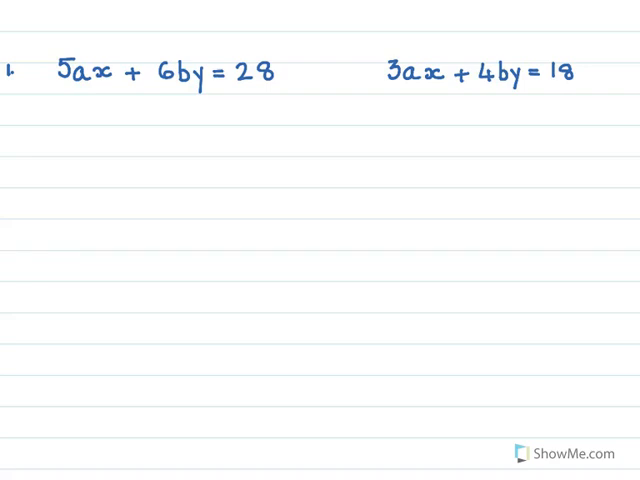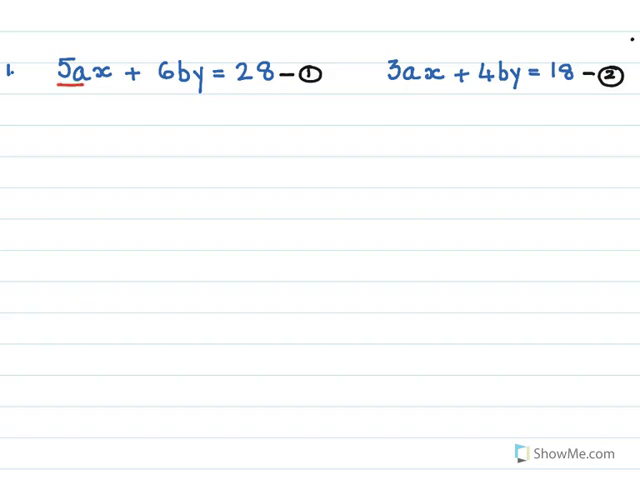5ax plus 6by equals 28. 3ax plus 4by equals 18. This is equation 1 and we have equation 2. Let's look at the coefficient.